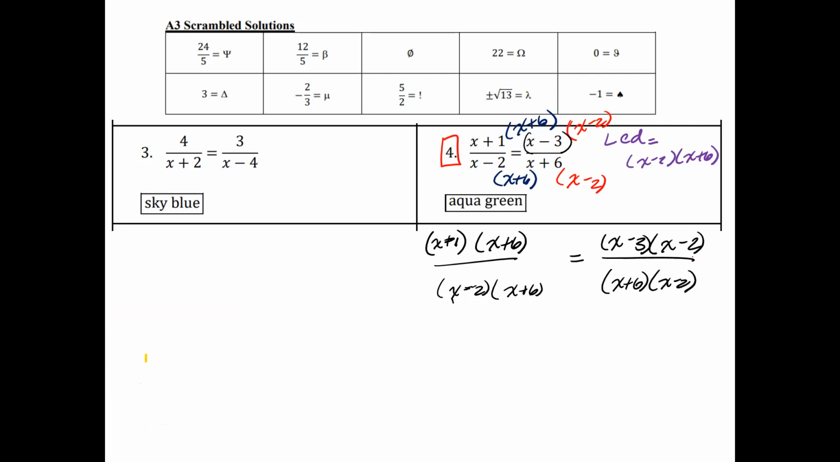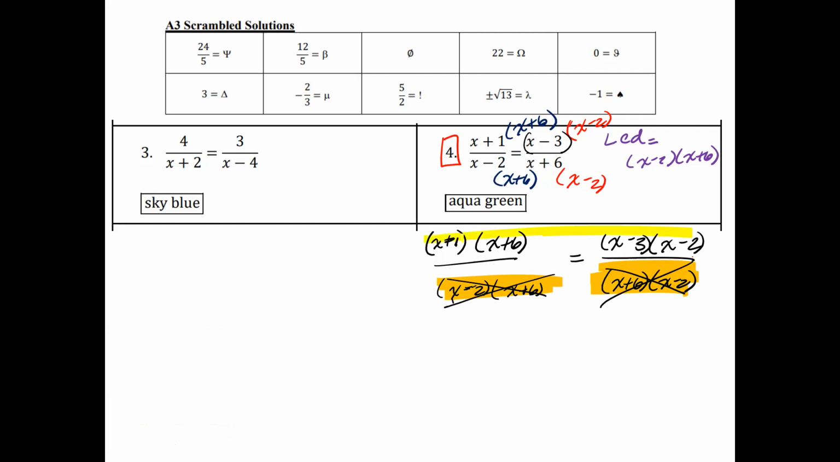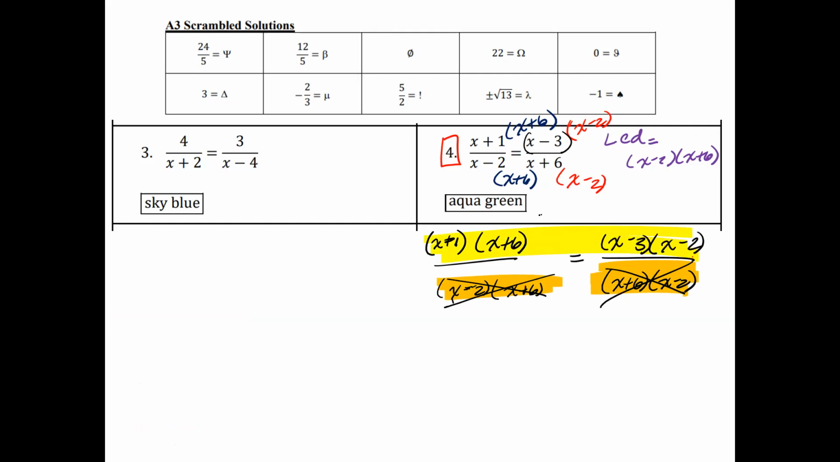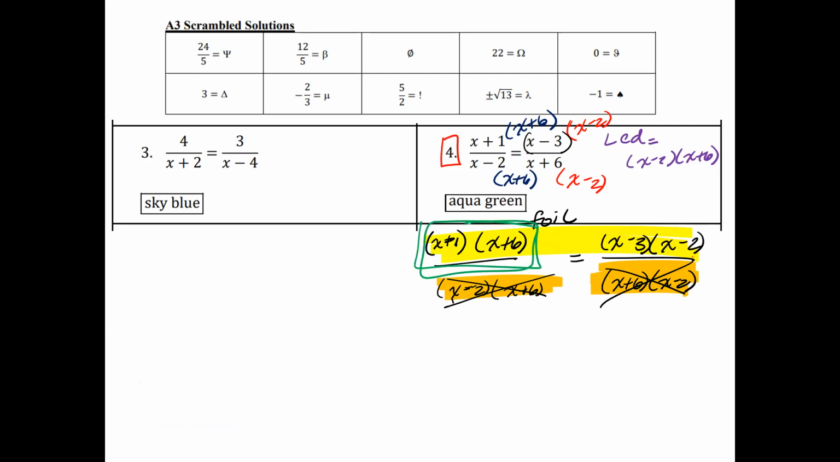Remember I said if these two are exactly the same in the denominator, what do you guys do to them? You just cross them out. And then you just simply focus on the numerator to set these equal to each other, okay? And so because both of them are in parentheses, you would have to FOIL them, okay? So FOIL. So let's start off with the top one right here in the green. Let's FOIL that first, okay?